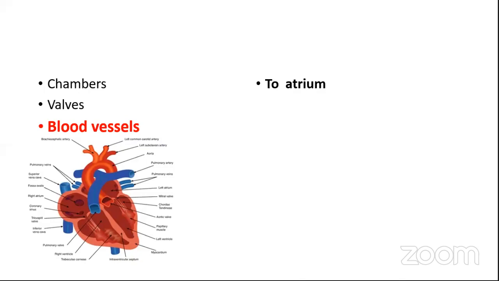Almost all the time, the blood is received by the atriums. Remember very clearly, no blood goes out of the heart from the atrium. Only the blood is received by the atrium. In simple words, to the atrium. This is the right side. The right atrium receives two very large blood vessels.